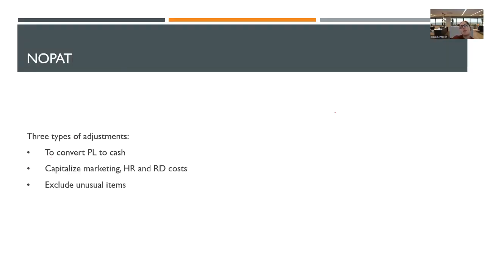How do you calculate notional operating profit after tax? We take our controllable operating profit and make three types of adjustments. It is very important to know these three types of adjustments because quite often in your exam, you are asked, please explain the adjustments you made.